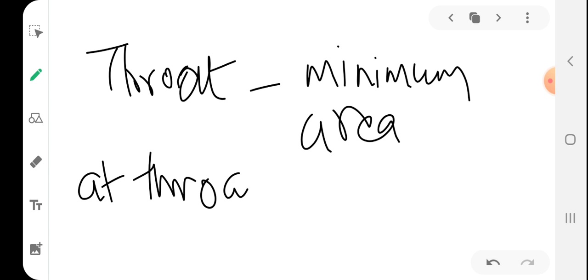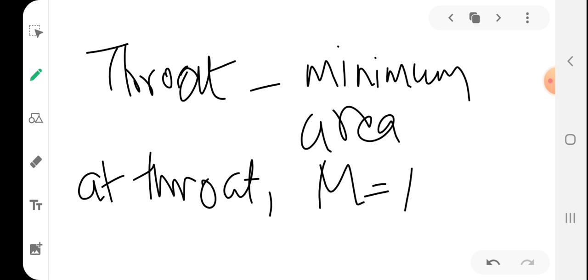What will the Mach number be? The Mach number becomes unity at the throat in the case of an isentropic flow. The largest Mach number that can occur at the throat is unity. So the maximum possible Mach number at the throat is 1.